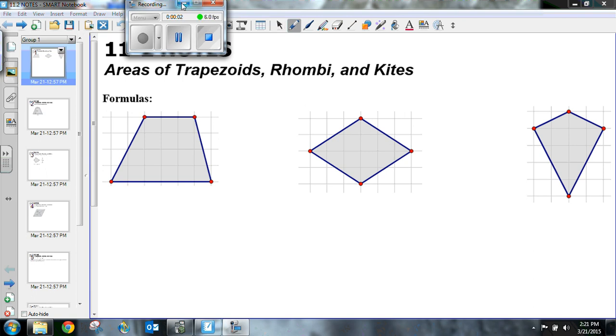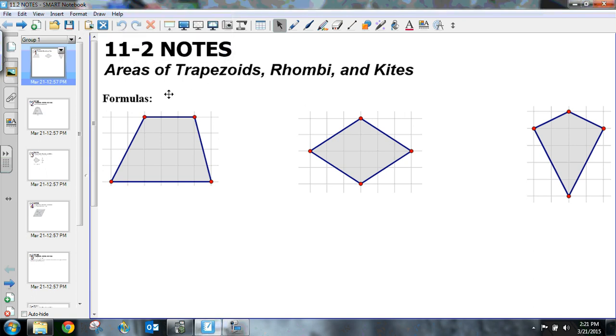Okay, the following is a video for 11.2 notes, and this is areas of trapezoids, rhombi, and kites. So let's talk about the formulas real quick. The formula for the area of a trapezoid, this is a trapezoid here, is going to be the height divided by 2 times b sub 1 plus b sub 2.